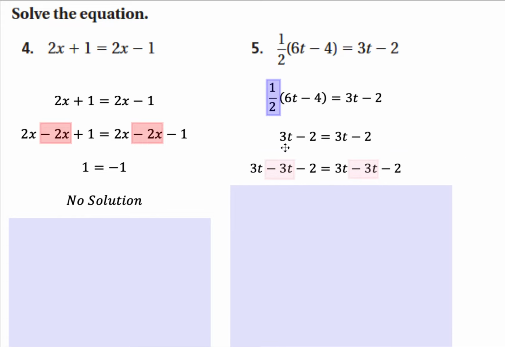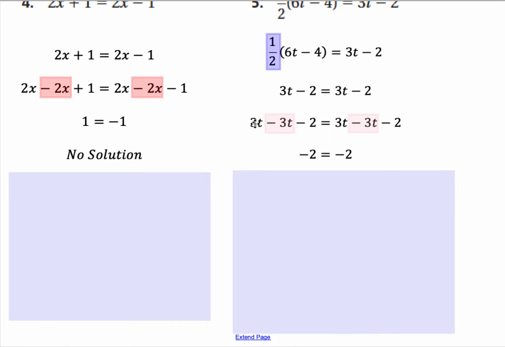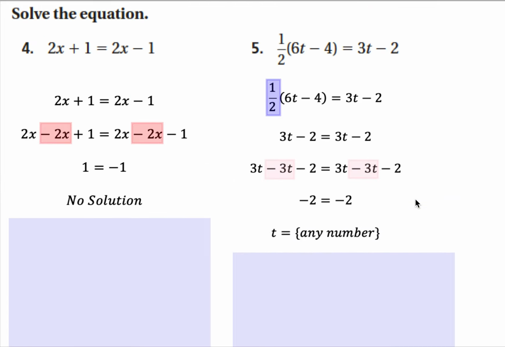We would subtract 3t from both sides. Here I've again highlighted that in red. And then 3t minus 3t is 0, so that's gone. I get negative 2, and then the other side I also get negative 2. Negative 2 equals negative 2 is true, and it's always true. So it does not matter what number we plug in, it will give us a solution to this equation. So t can be any number.